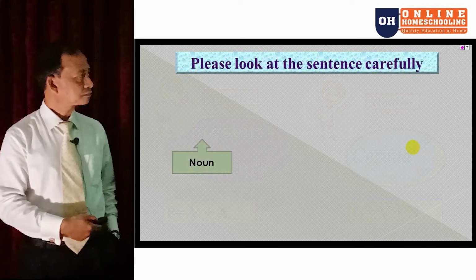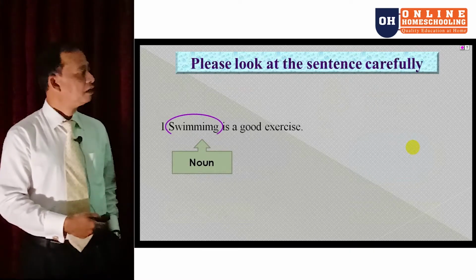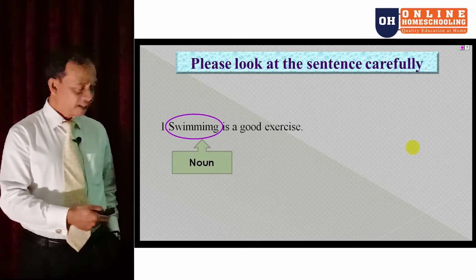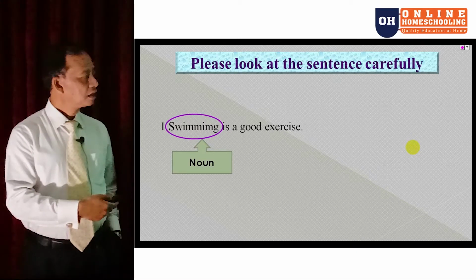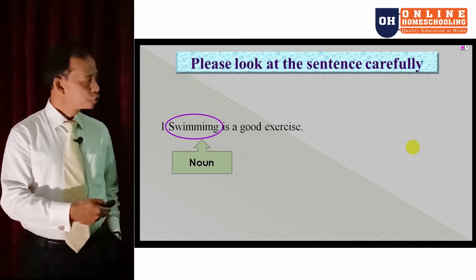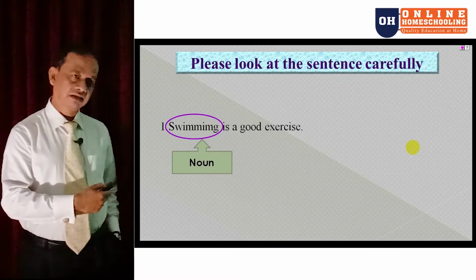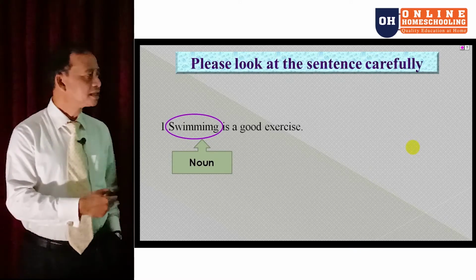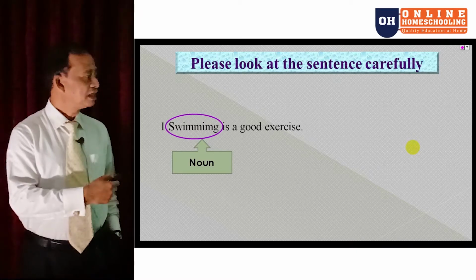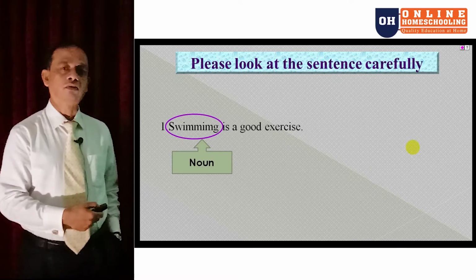Now, look. Dear students, the very first sentence I gave you: swimming is a good exercise. Swimming, what is swimming? Swimming is here obviously a noun and also this is a subject. Is it not? Because swimming is a good exercise. What is a good exercise? Swimming. So, swimming is the subject and this is obviously a noun.